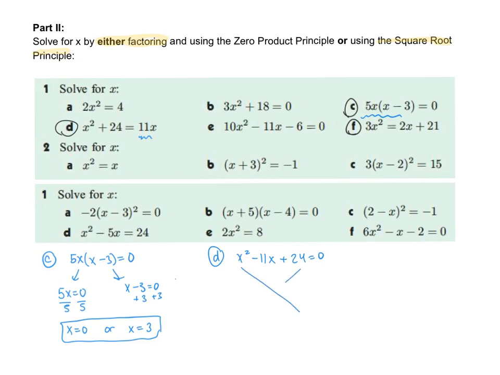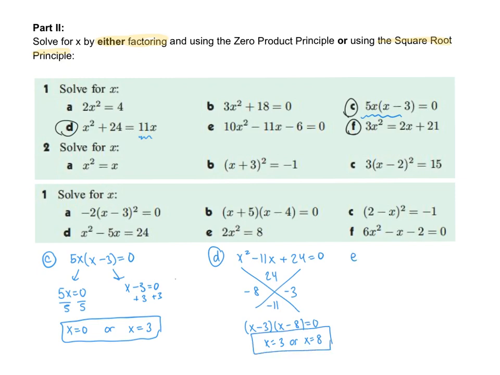Okay, so I'm going to factor. I'm going to think what multiplies to get 24 adds to get negative 11. I think that would be negative 8, negative 3. So we have x minus 3 times x minus 8 equals 0. So x would equal 3 or x would equal 8.